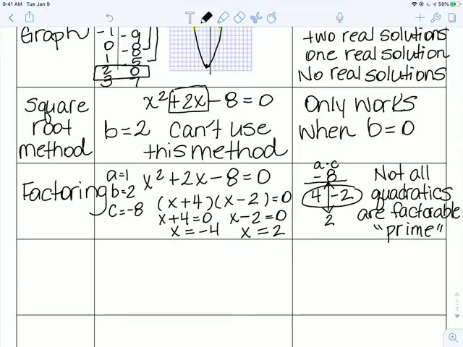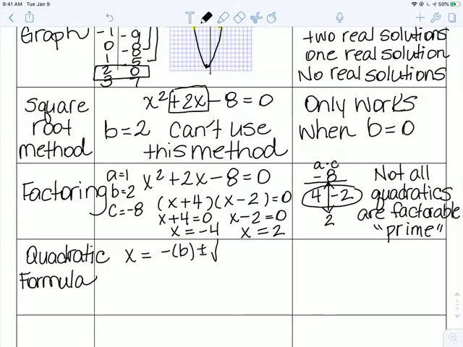All right, the next one that we're going to learn how to do is the quadratic formula. Now the nice thing about the quadratic formula is it always works. You can always solve a quadratic using the quadratic formula. So what is the quadratic formula? The formula is negative b plus or minus the square root of b squared minus 4ac all over 2 times a.